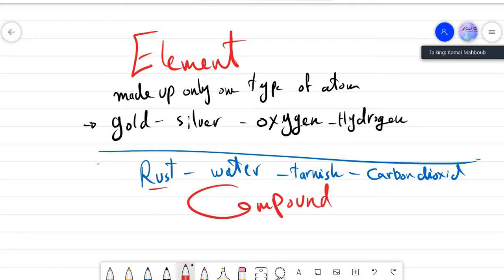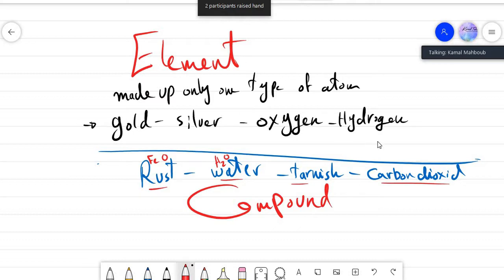Each one of them is not an element; it is made up of two different elements mixed together chemically, or by chemical reaction. Rust, for example, is made up of iron and oxygen. Water is made up of hydrogen and oxygen. Tarnish is made up of silver and sulfur. Carbon dioxide is made up of oxygen and carbon. That is a compound, guys. That is the difference between element and compound.